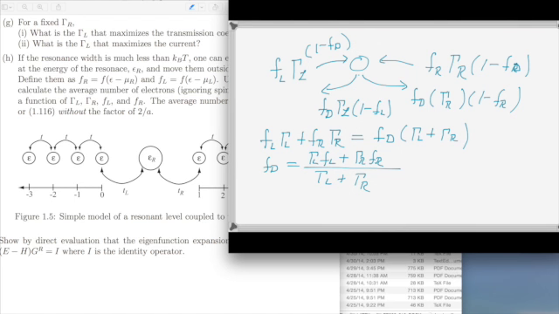And you can go through and look at different limits, and this makes perfect sense. If the rate out to the right side is really small and the rate in from the left side is really big, then you can ignore gamma R, and you get that the occupation is just given by the Fermi factor of the left lead, because you get F L gamma L over gamma L. And that makes sense, right? If you reduce the coupling to the right, it's just going to be equilibrated with the left.